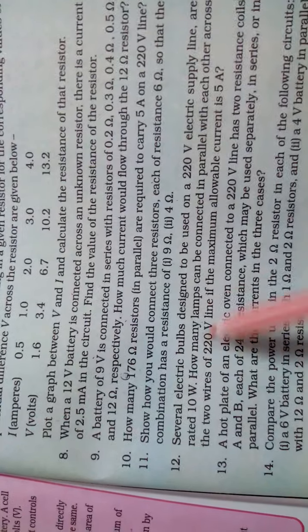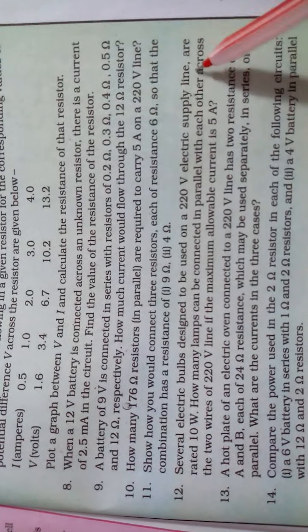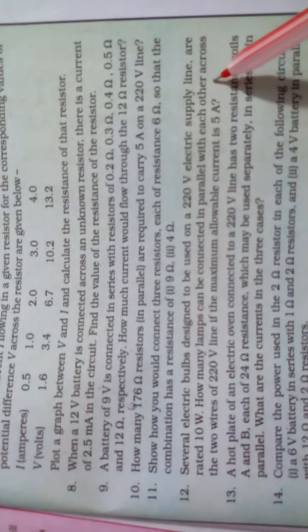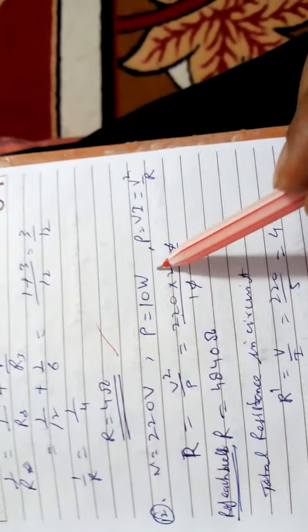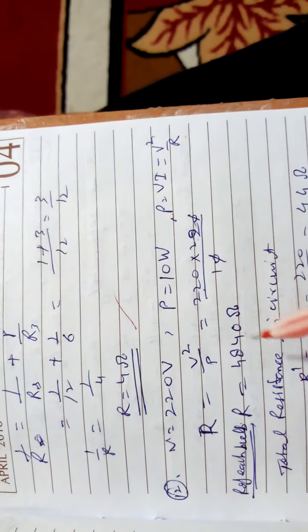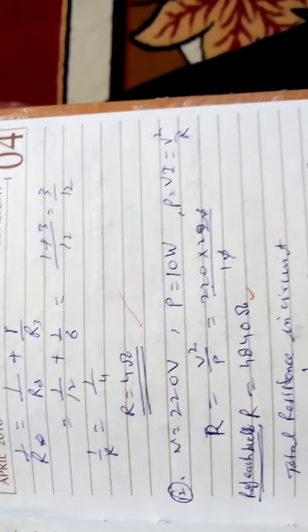12th question: several electric bulbs designed to be used on a 220 volt electric supply line are rated 10 watt. How many lamps can be connected in parallel so that the maximum current you get is 5 ampere? First of all, the voltage and power are given, so power is V square upon R. Calculate R by this. You are getting 4840 ohm.